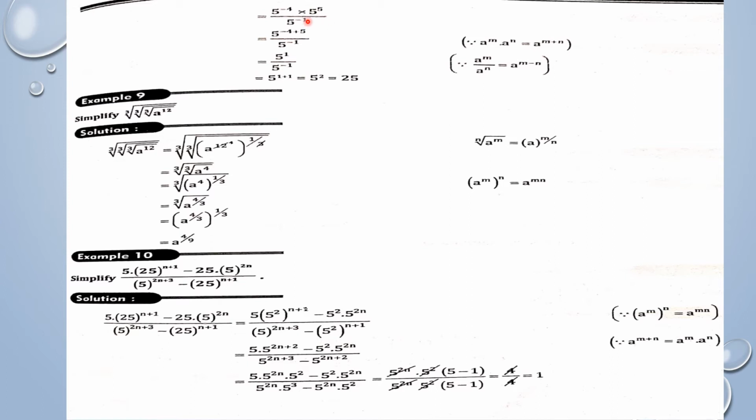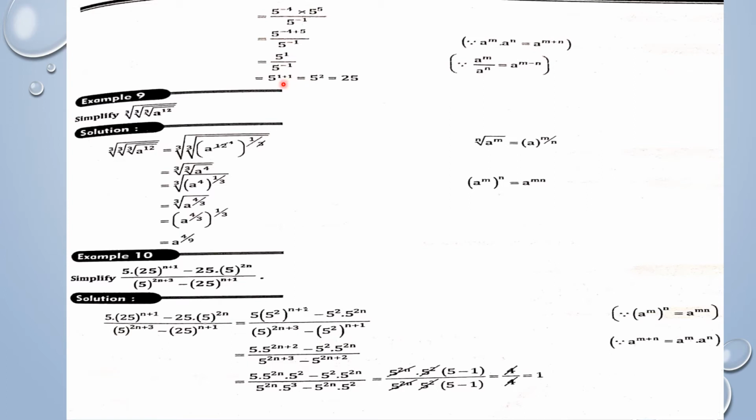So whenever you have a to the power m into a to the power n, this can be written as a to the power m plus n. So 5 to the power minus 4 plus 5 will become 5 to the power minus 1. So next step, minus 4 plus 5 will become 1. So 5 to the power 1 divided by 5 to the power minus 1. So whenever you have division, it should be written as a to the power m minus n.